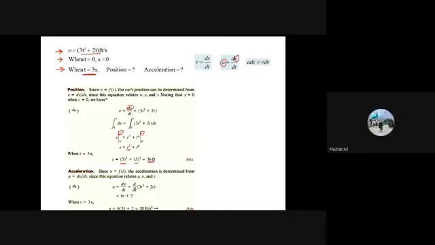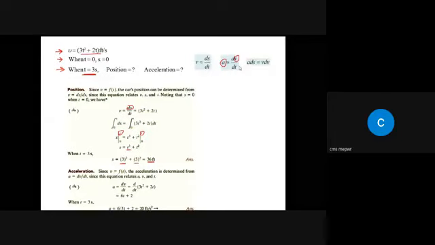Yes, sir. Okay, so we are given velocity. So how can you find acceleration from velocity? If you are given velocity, you can take its differential and you can find acceleration. So this is the basic concept, and it is given in this equation. So acceleration is equal to the derivative of velocity. So take the derivative of this one.